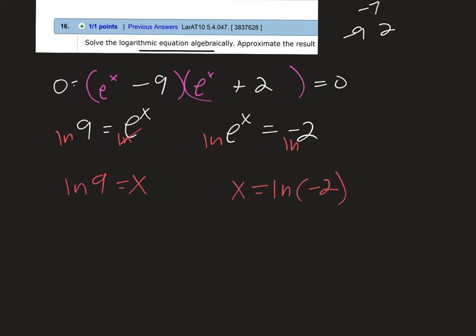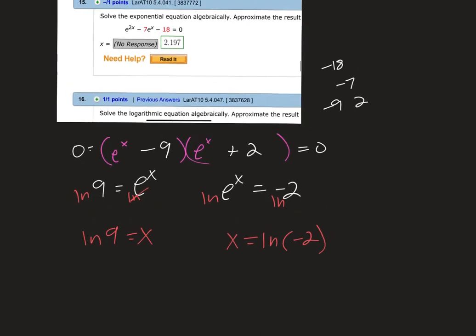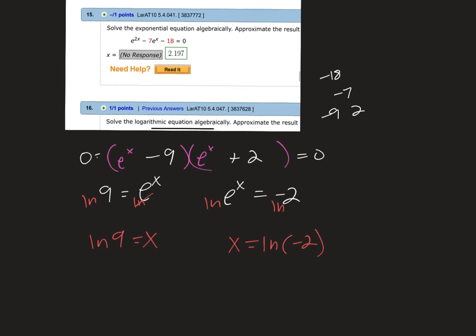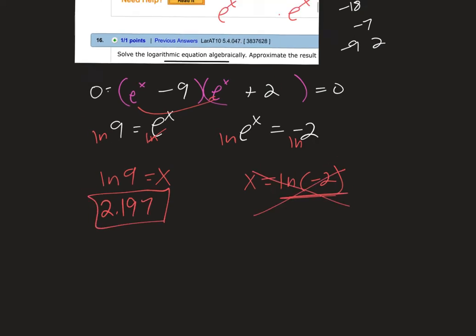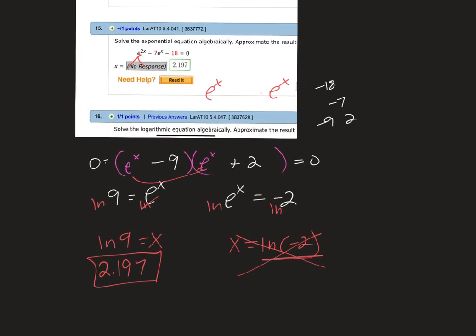What did you do with the 2x? Oh, it just factors. So when you split that, that's e to the x times e to the x. So that's that first term. And that will happen every single time. So ln of 9 is 2.197, and then ln of a negative number doesn't exist. So my answer is just that 2.197. Is that one of the ones that you can use substitution? Sure, like you can make it e to the x. Absolutely. Yeah.